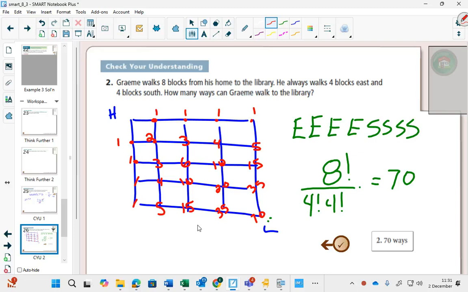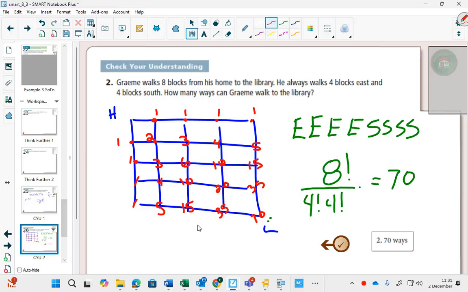This method's really nice because if all of a sudden you're walking to the library and on a couple of streets there's been an accident so you can't walk on them and they've got things shut down, we can still use this method for any street blocks, even if there's a park in between that you're not allowed to walk through because that's where they put all the rabid dogs or something like that. I don't know.